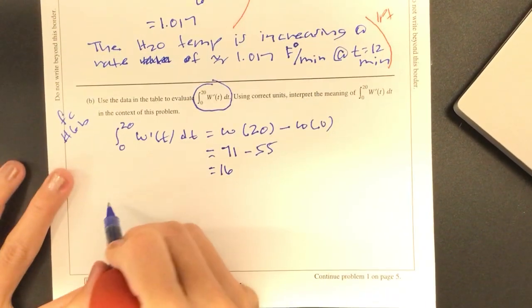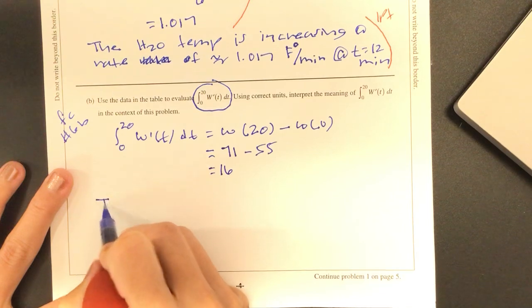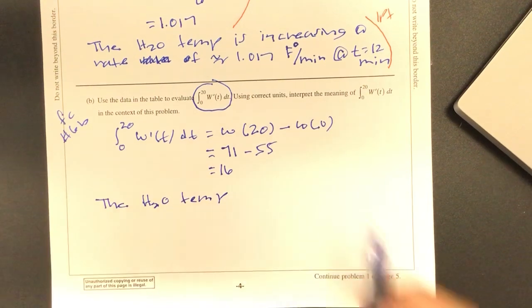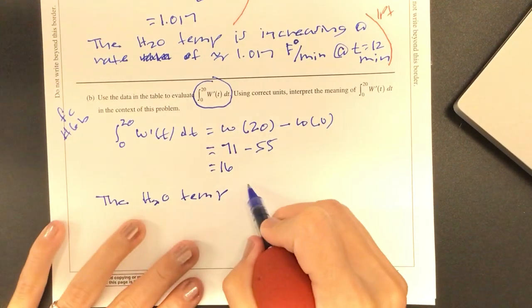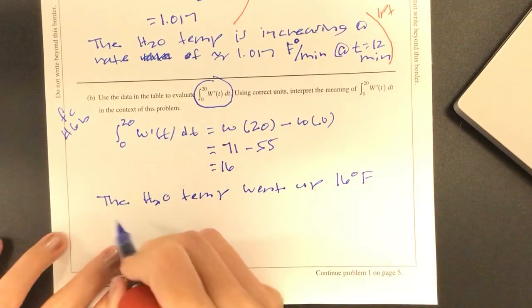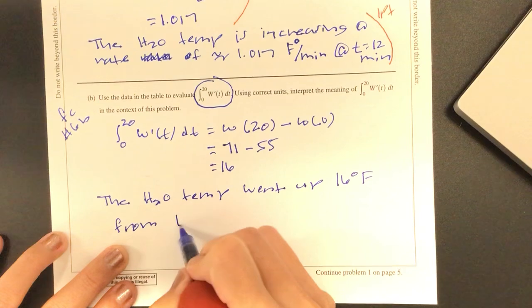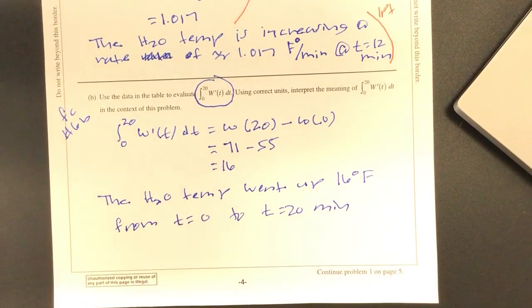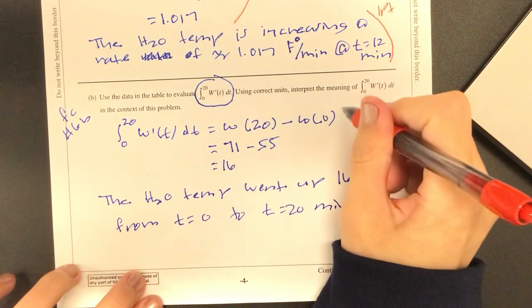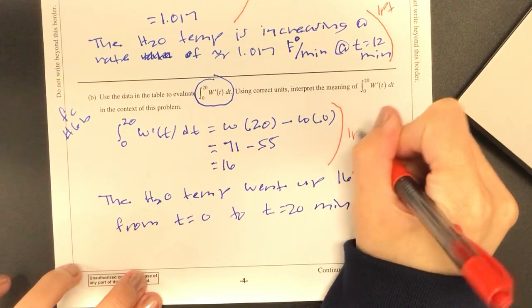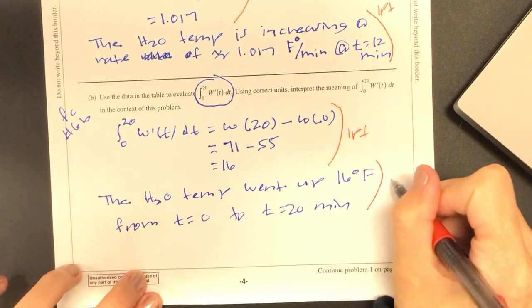So, let's write on here, the water temperature. Did it go up or down if I have positive 16? Went up. 16 degrees Fahrenheit from T is equal to 0 to T is equal to 20 minutes. And again, you have to mention the 0 to 20 because that's where we evaluate it. So having our flashcard number 6B and plugging things in, 1 point. Explaining in words with all the key words, 1 point.